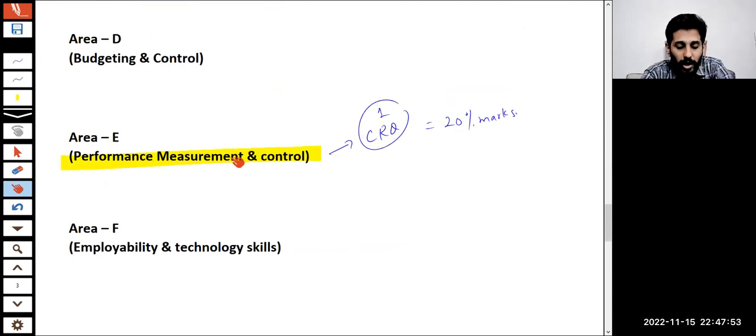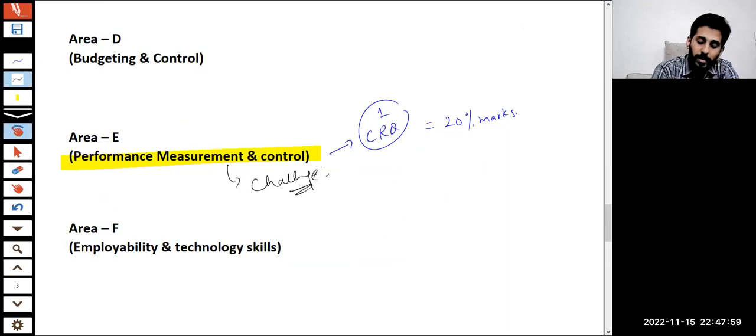Now, this is the area of performance measurement and control. Here comes a big challenge for most of the students, that they are not able to handle. They are not able to handle what is actually being asked. So first of all, I can guide you a little, considering the time aspect in this session. That is performance measurement.